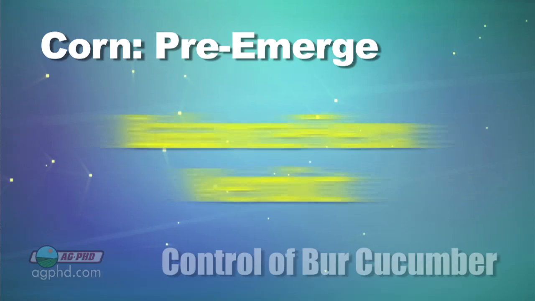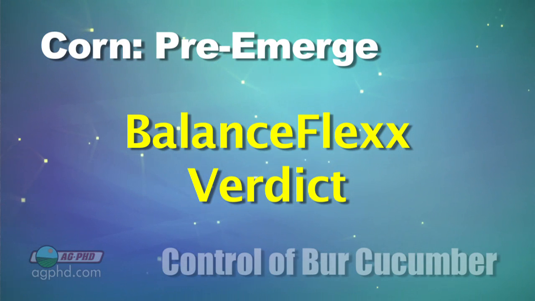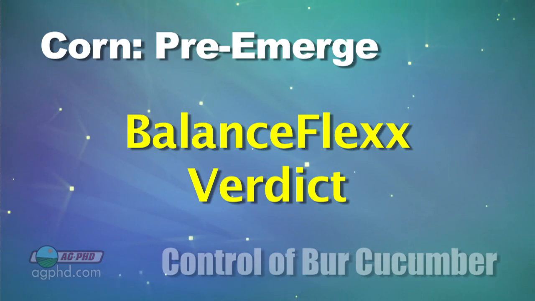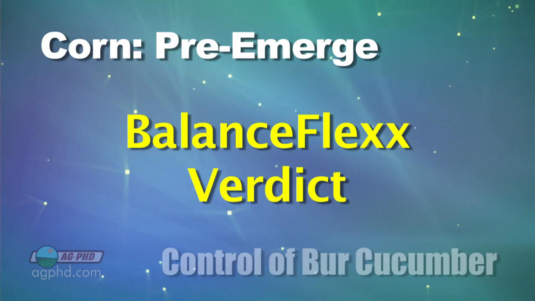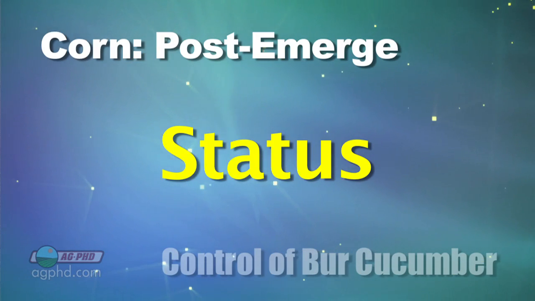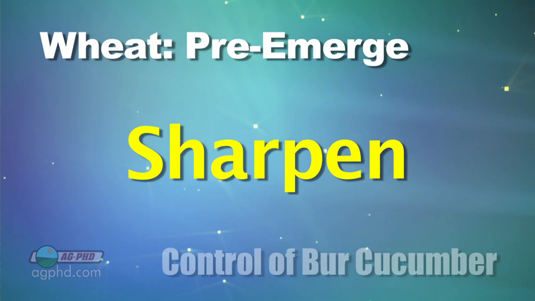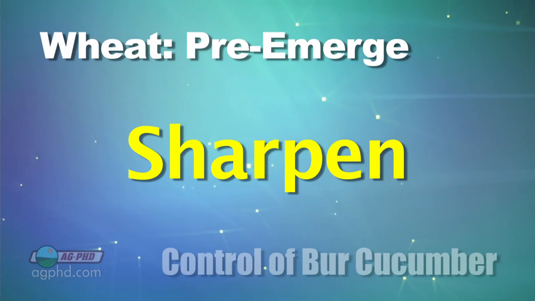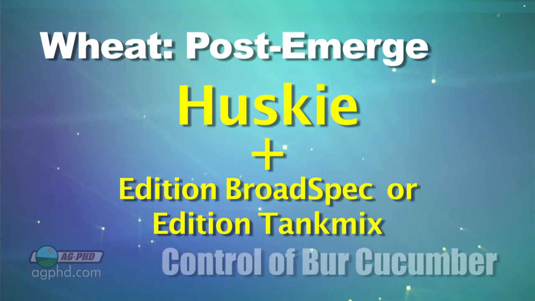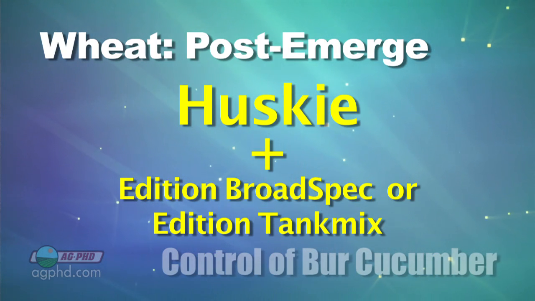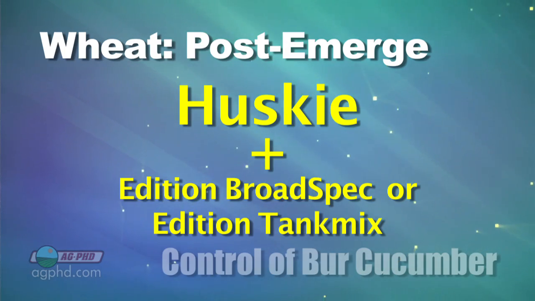Now in corn, I really like starting out with either Balanced Flex or one of the products that contains it, or Verdict. Those two seem to do the best job early. Then post-emerge, I like Status. In wheat, we start out with a high rate of Sharpen, so we use at least a couple ounces of Sharpen. Then in crop, I like Huskie plus Addition Broad Spec or Addition Tank Mix. We can do a pretty nice job there.